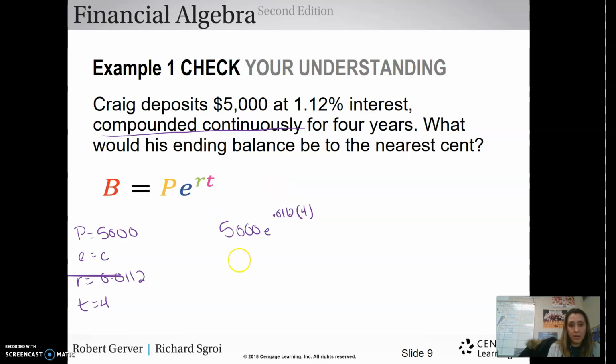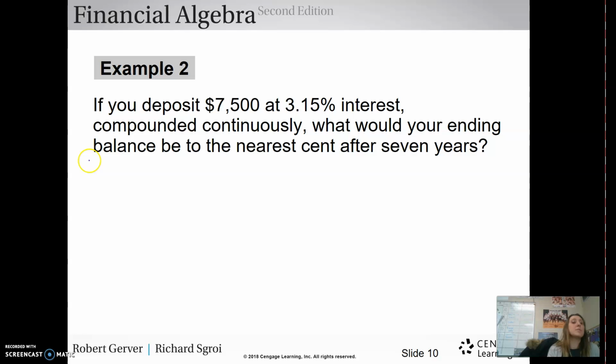So I'm going to put $5,229.09. Okay, we're going to do this one.